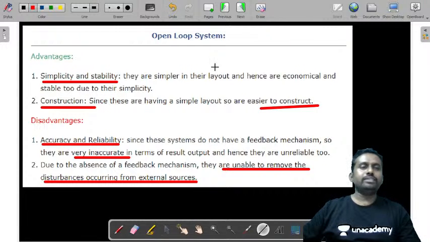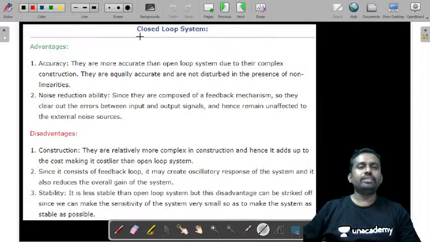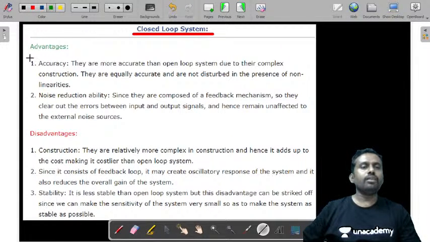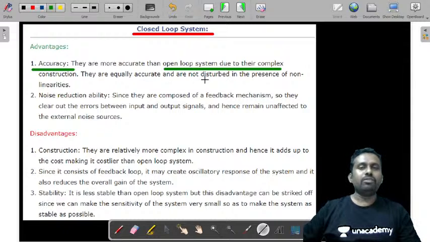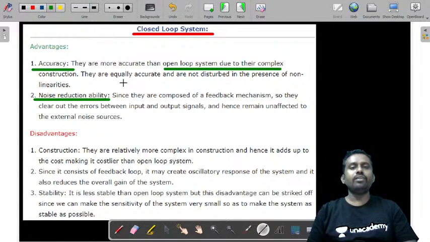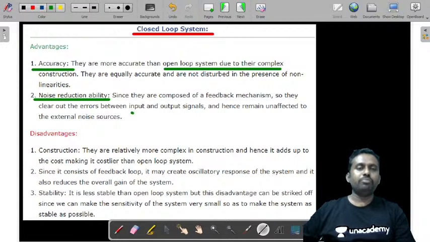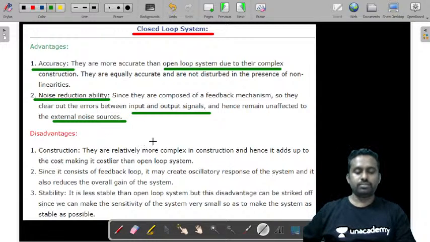So these are the advantages and disadvantages of open loop systems. We can also see what are the advantages and disadvantages of closed loop system as well. So accuracy is one advantage. They are more accurate than open loop systems due to complexity. They are equally accurate and not disturbed in presence of non-linearities also. And noise reduction ability is one good advantage of closed loop control system. Since they are composed of feedback mechanism, they clear out the errors between input and output signals, hence remains unaffected by the external noise sources.